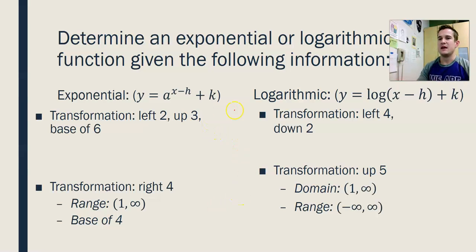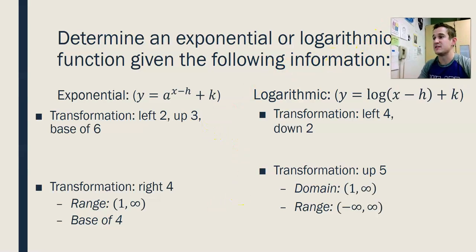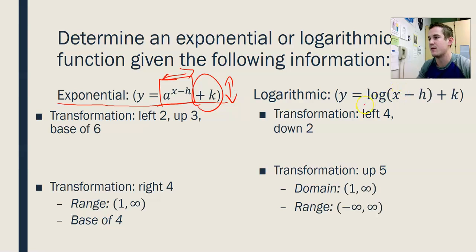Now, if I give you some transformations, we're going to talk about how I would write those functions. So remember that an exponential function is of this form: y equals a to the x minus h, plus k. I just put those letters in because they can be anything. Again, inside the exponent is going to affect my left to right movement. Outside the exponent is going to affect my up and down. Inside the parentheses is going to affect my left to right movement. Outside of the parentheses is going to affect my up and down.